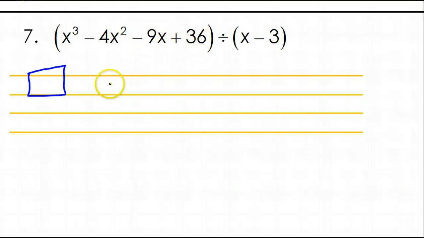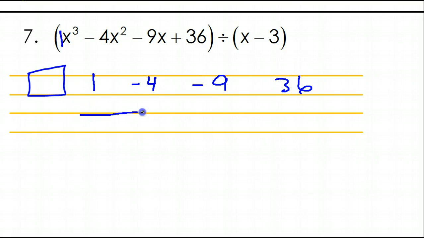All right, I keep waiting to have a missing term so I can put that 0 in there and show you guys how it works with synthetic. But so far, I haven't had any missing terms. I'm kind of hoping the next one has a missing term. So the coefficients are 1, -4, -9, and 36.